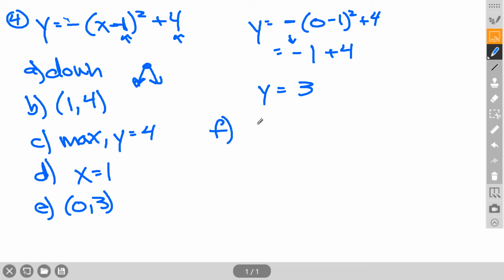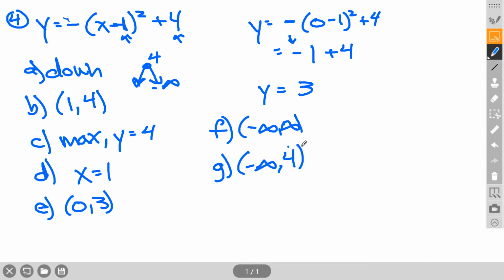The domain, all real numbers, of course. G is the range. The range, we can see that the highest point is 4, the lowest point is negative infinity because it goes down forever. So the range, lowest to highest, is negative infinity to 4. H, refer to the answer key for the graph.